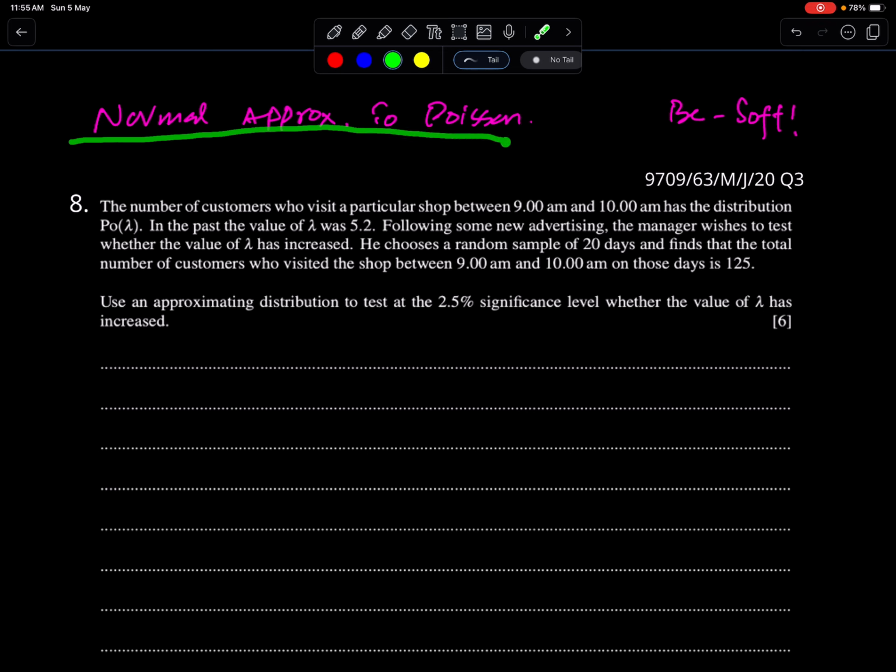This is lecture number 6 of testing of hypothesis. Normal approximation to Poisson distribution. An important advice. Be soft. This question is from June 20, paper 6-3, question 3.